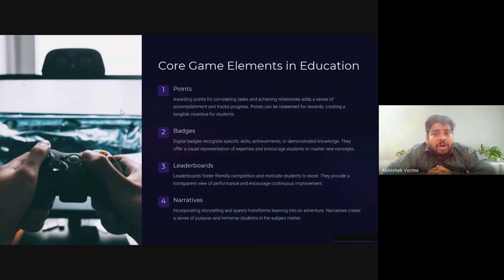And then core game elements in education. In education, we use four types of core elements, like points. First of all, points. Points are awarded for completing tasks and achieving milestones, giving a sense of accomplishment and tracking progress. A student, when completing the first activity, where are they in the class, and after completing the second or third activity, where are they in the class.